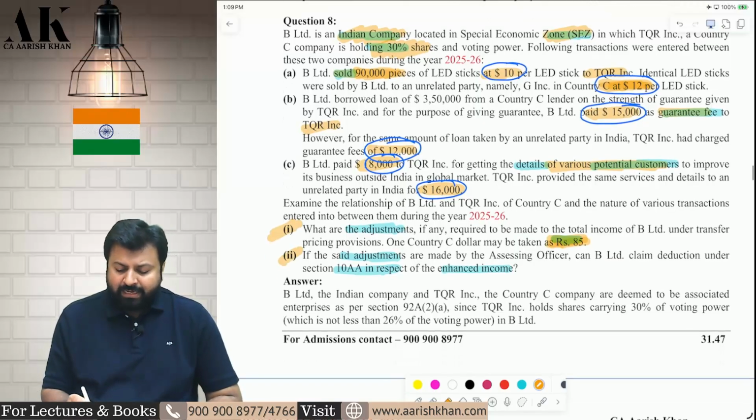Point number 2 says that if such adjustments are made by the AO, can you claim deduction under 10AA on the enhanced income? No.